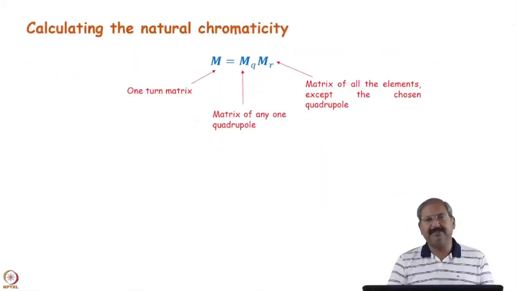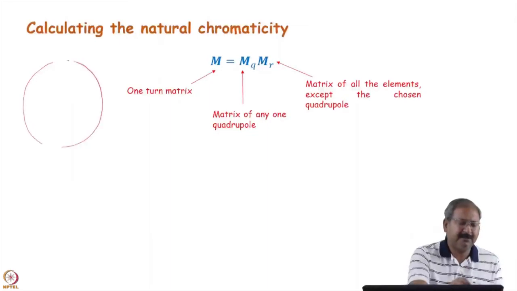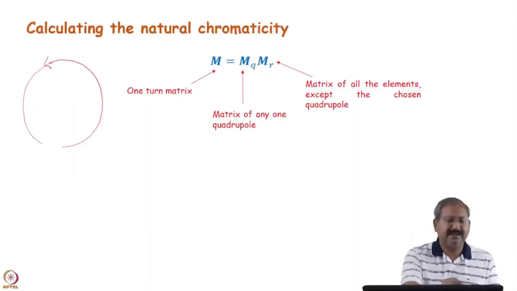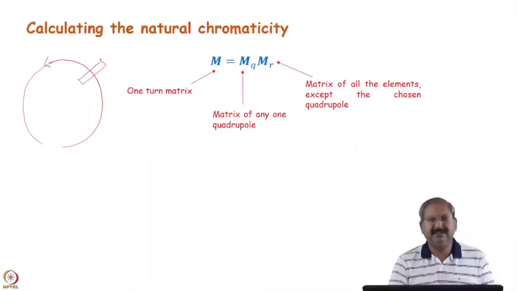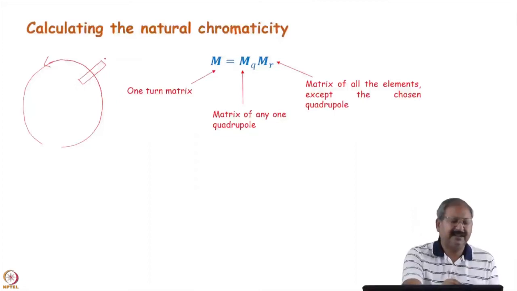How can we calculate the chromaticity? Now we quantify it: what is the amount of chromaticity if we know the lattice, or the twiss parameters, or the strength of the quadrupole? Can we compute the chromaticity? We are going to derive that formulation. Suppose this is a complete path in a synchrotron design path, and there is one quadrupole, and we are looking at the effect of this quadrupole on the off momentum particle. Up to the quadrupole, dynamics remains linear. So if we calculate the effect of one quadrupole and quantify it, then for all the quadrupoles the effect will be superimposed. So we will calculate the effect of one quadrupole on the off momentum particle.